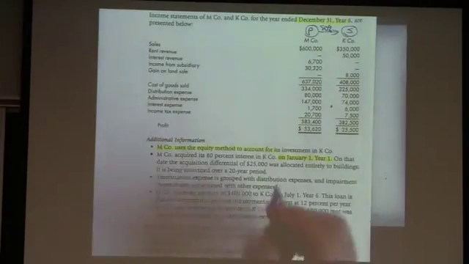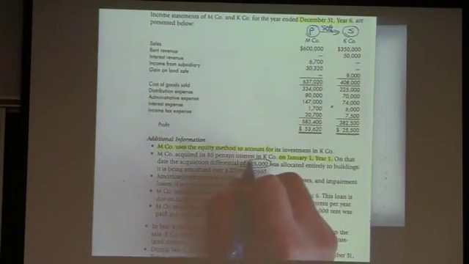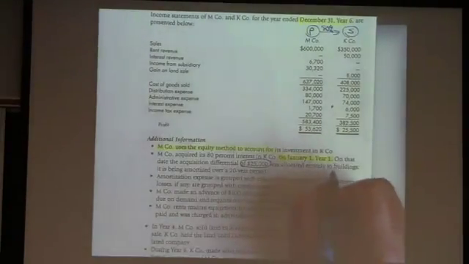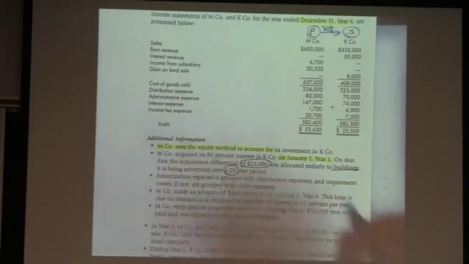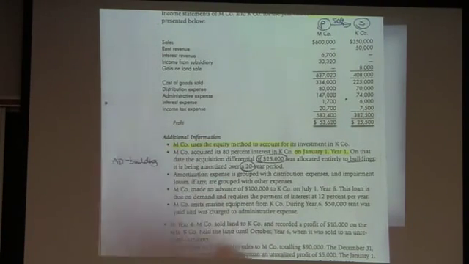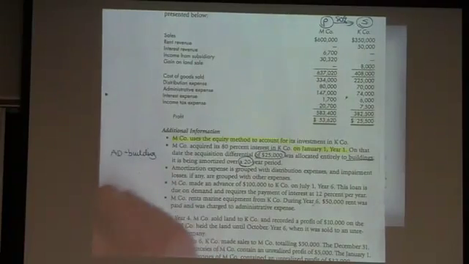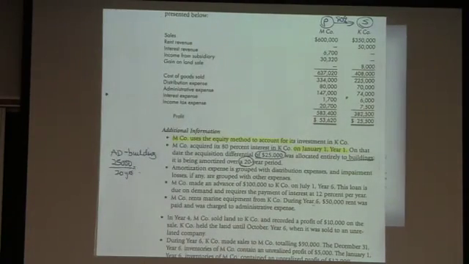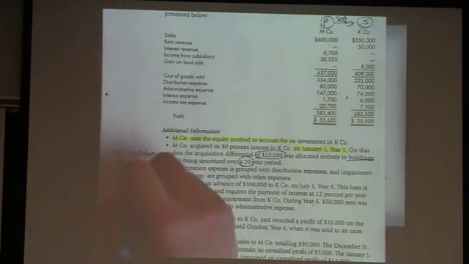So the acquisition differential is $25,000. Again, they gave us the AD, and it was recorded entirely to building. It's amortized over 20 periods. So the AD is building, and that is $25,000 divided by 20 years, and that is $1,250 per year.